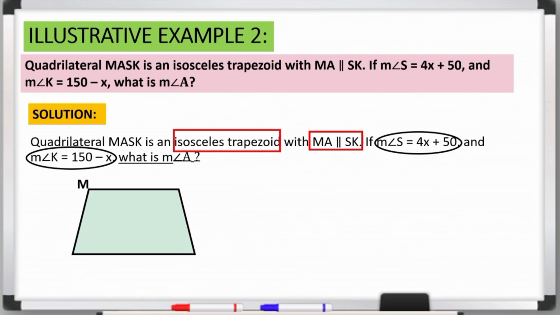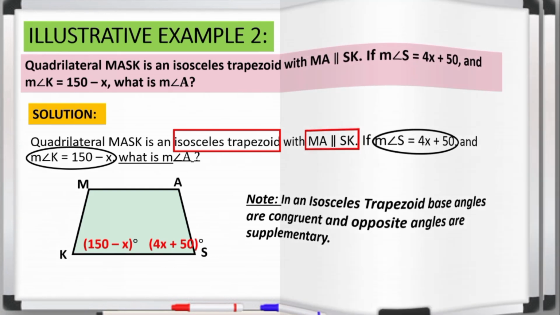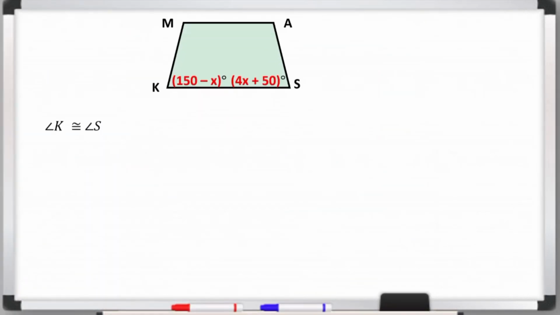Okay, draw the illustration. So we have trapezoid M, A, S, K, with angle S 4x plus 50 degrees, angle K 150 minus x. Note, in an isosceles trapezoid, base angles are congruent and opposite angles are supplementary. Angle K is congruent to angle S. Measure angle K equals measure angle S. Measure angle K, 150 minus x, equals measure angle S, 4x plus 50.